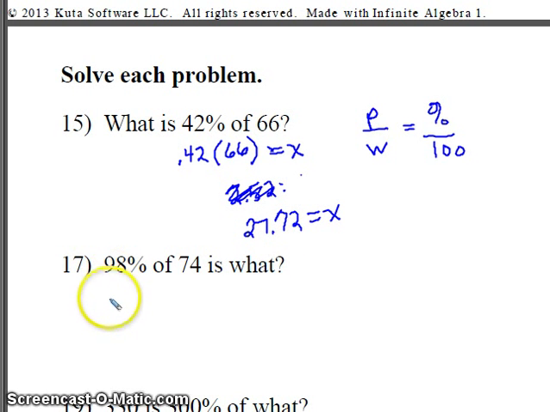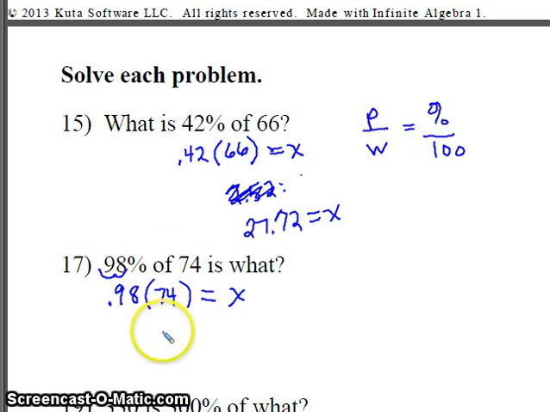If we write an equation, we would do the decimal, moving the decimal over 2 places. Of means times. We're going to multiply that out. So 0.98 times 74 means equals. What number is X? So I do 0.98 times 74. Looks like I'm getting 72.52, and that gives me my X.